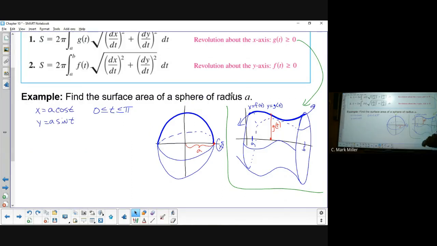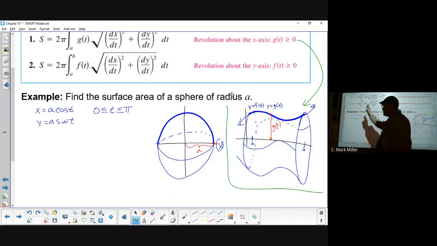If I did 0 to 2 pi, I would be doing the bottom half of the circle too, and when I revolved it around, I would get double the surface area. So, according to what we have up here, our radius at any point is g of t, which is the y, a sine t. That's important. Now we're ready to go.